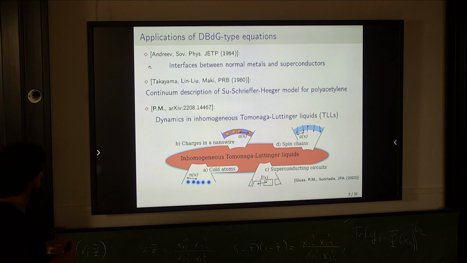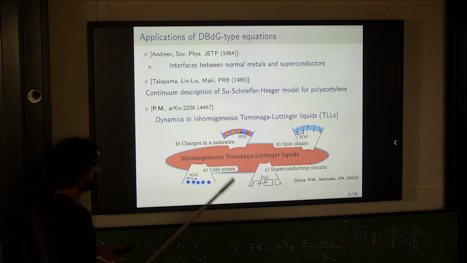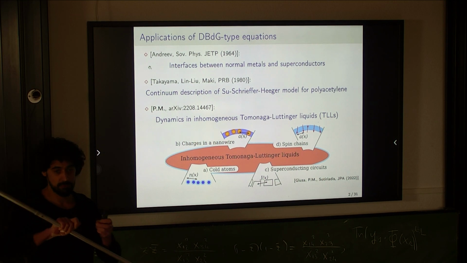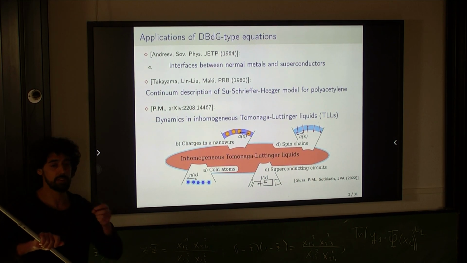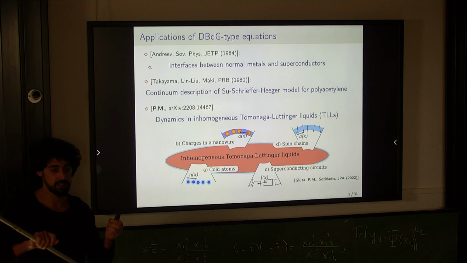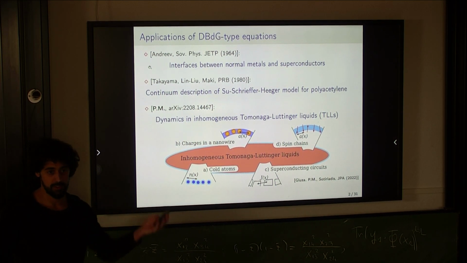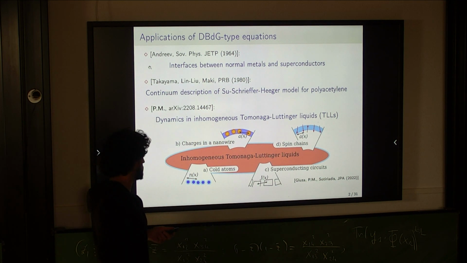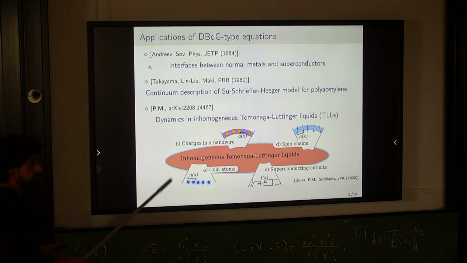One can imagine certain setups where, for instance, you have a 1D spin chain, but you let the lattice spacings between the sites vary with position, or you let the coupling between the sites vary with position, so you're breaking the translation invariance in the system. In an effective description, you will obtain this inhomogeneous Tomonaga-Luttinger liquid description. Similar setup with cold atoms: if you put them in a trap, then translation invariance is also broken by the trap, and so on.